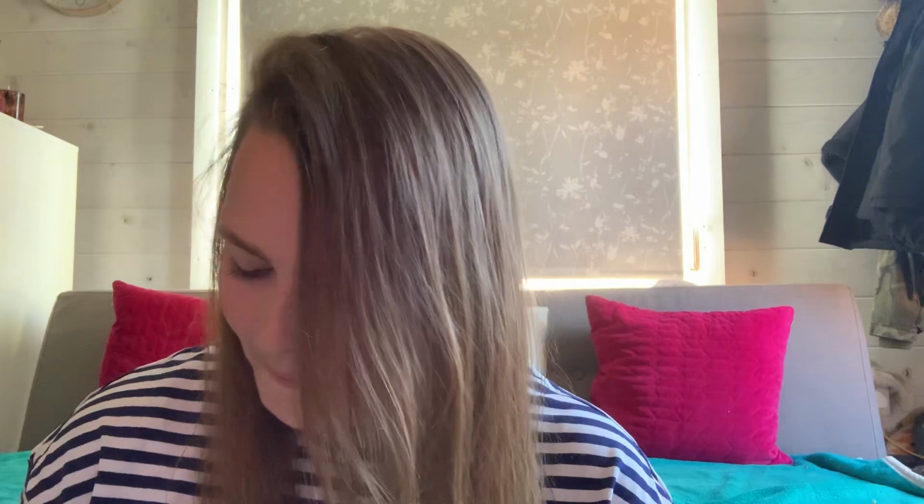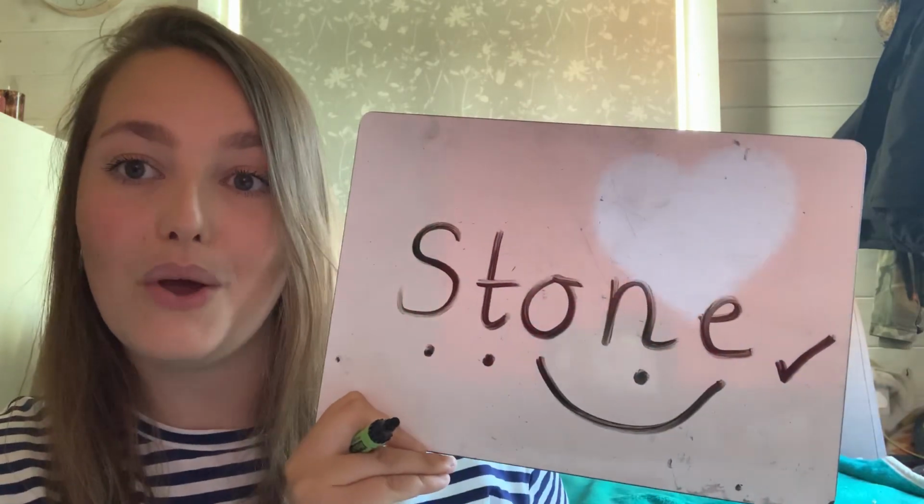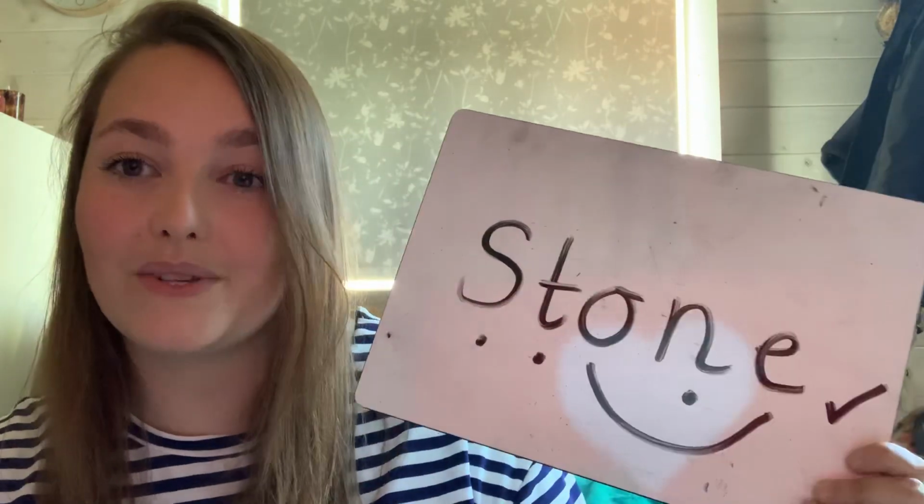The next one is stone. Now listen to the first bit. Stone. Stone. Have a go at writing stone. I'm writing it on my board. Stone. Ready? Here's mine. Stone. Well done. If you've spelt it correctly, you can give yourself a big tick. And remember to put those sound buttons on. They will really, really help you.